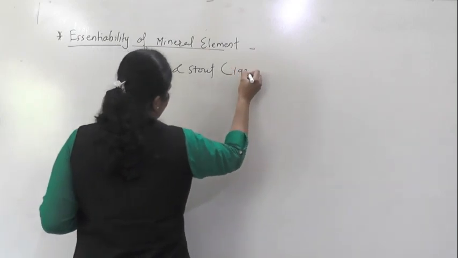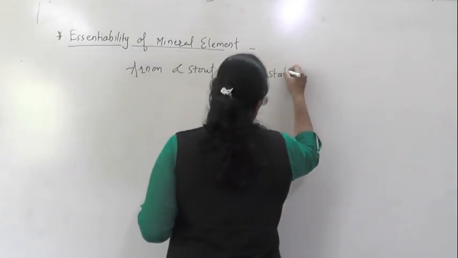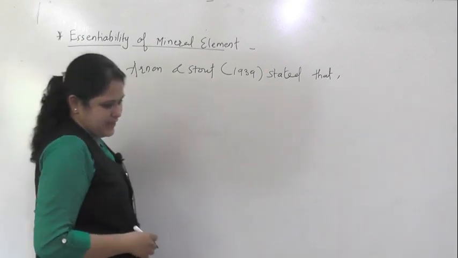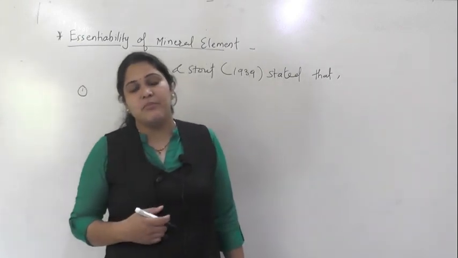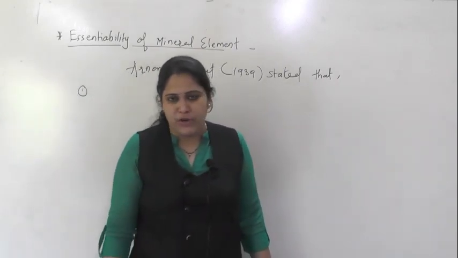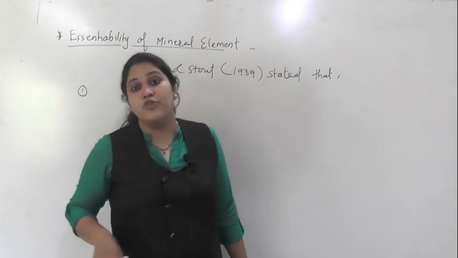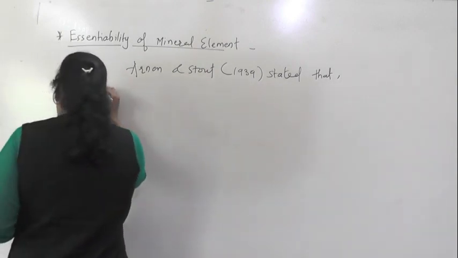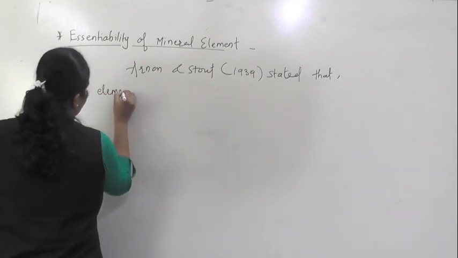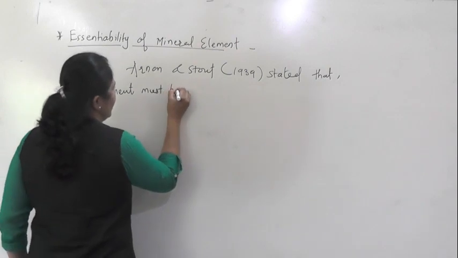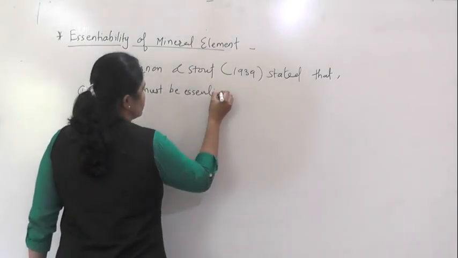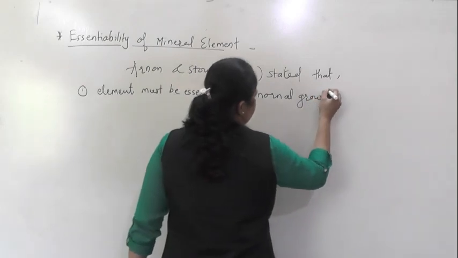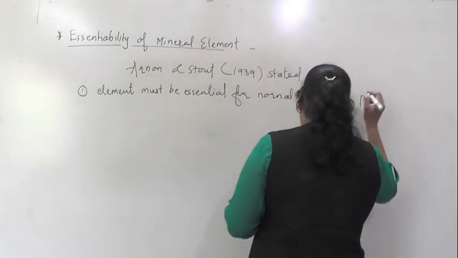Arnon and Stout in the year 1939 stated that, now let's see which are the criteria. The first point stated is that the element must be essential for plant growth. Without its presence, the plant won't be able to grow naturally. So the first criterion the element should fulfill is that it must be essential for normal growth of the plant.